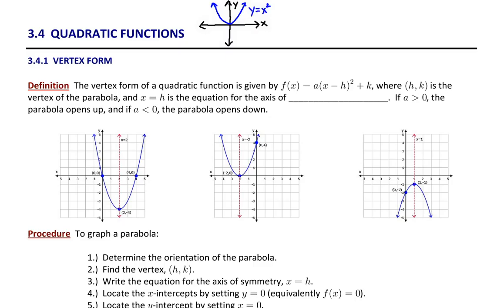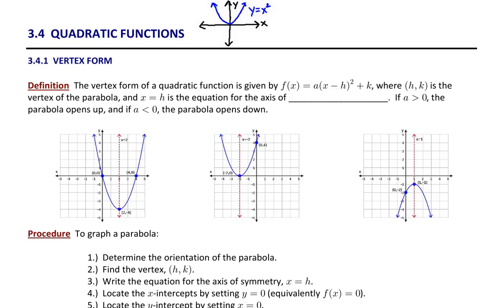In this section, we're going to take a look at quadratic functions on a more granular level. Just as linear functions can be presented in different forms, the same is true for quadratic functions. We'll first begin in this video by examining vertex form. Now, the good thing about vertex form is that it will allow us to review what we learned about transformations.